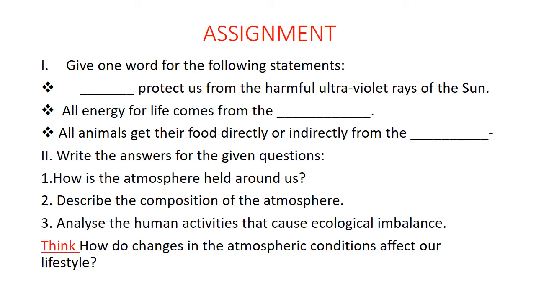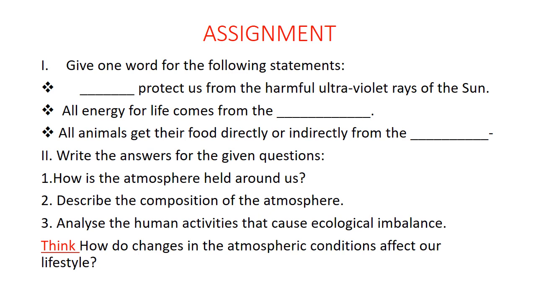We have an assignment. The first question is, give one word for the following statements. The first one says, dash protects us from the harmful ultraviolet rays of the sun. All energy for life comes from the dash. All animals get their food directly or indirectly from the dash. So please go through the module carefully and try to find out the answers.